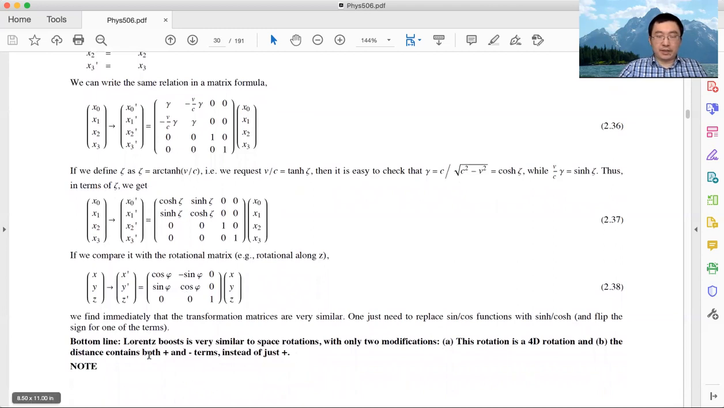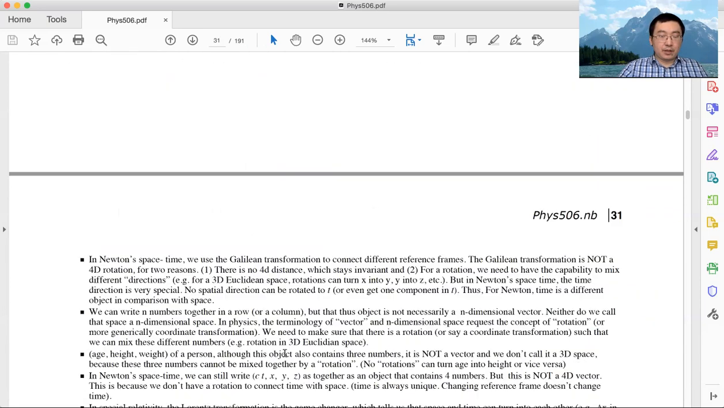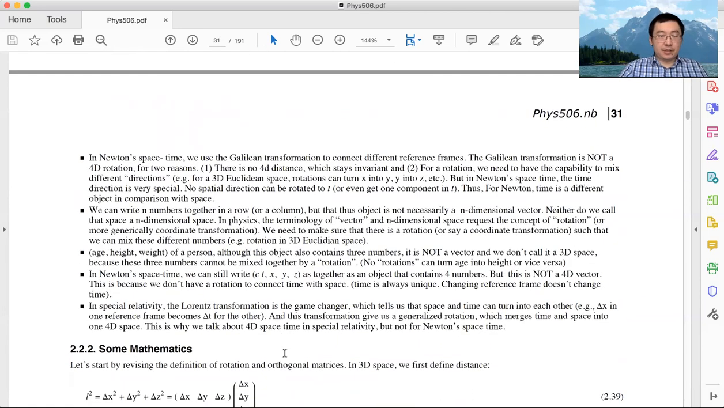So here I highlighted the fact that all this difference comes from the fact that we have both plus and minus terms in the definition of 4D distance, but in 3D it's always plus. A couple of points to highlight. First of all, in Newton's framework, we don't have Lorentz boost. In Newton's mechanics, we have the so-called Galilean transformation. Galilean transformation is not a 4D rotation.